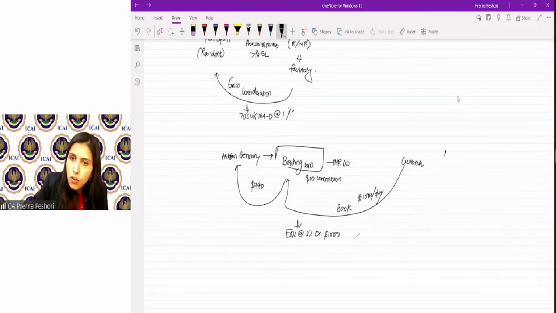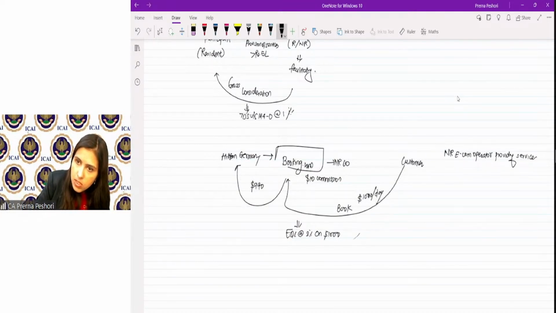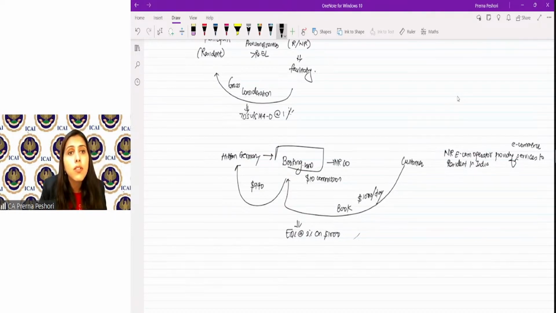So this is a case of a non-resident e-commerce operator providing services to a resident in India. Providing e-commerce supply of services to a person resident in India. So equalization levy is applicable.